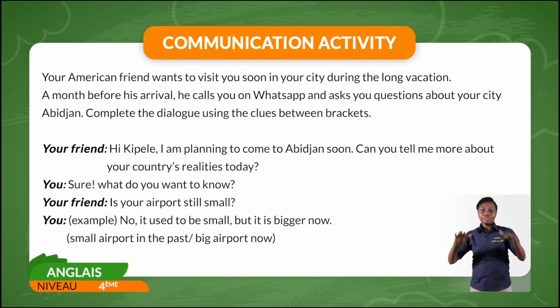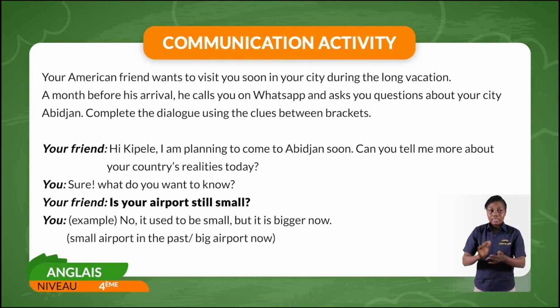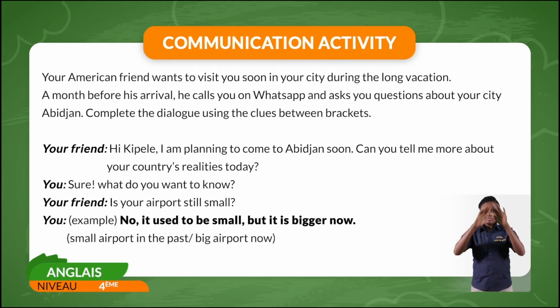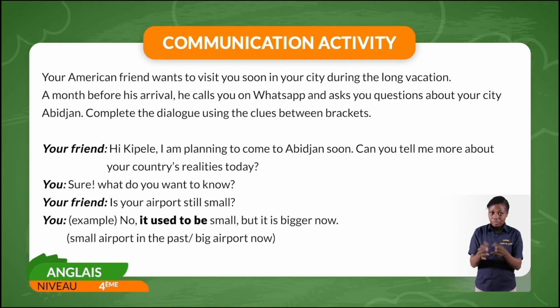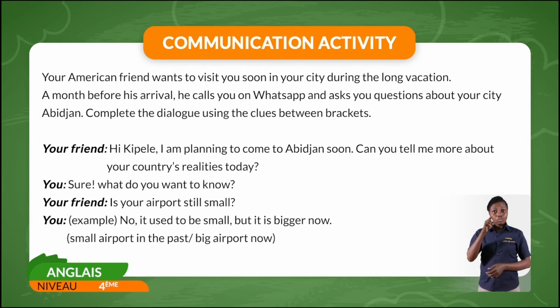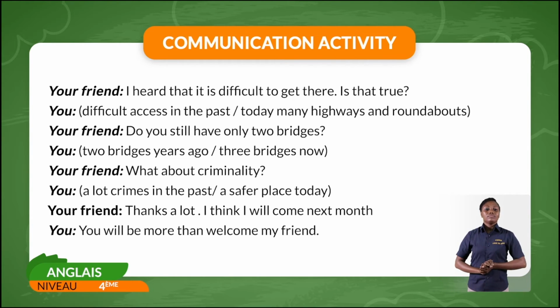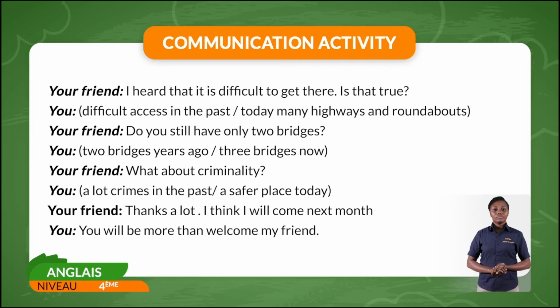For example, the first one you have small airport in the past and big airport now. Here you can say, because the question is, is your airport still small? No, it used to be small, but it's bigger now. So you use the expression it used to be. In the past, it used to be small, but it's bigger now. So you have other clues. It's over to you to complete the dialogue.